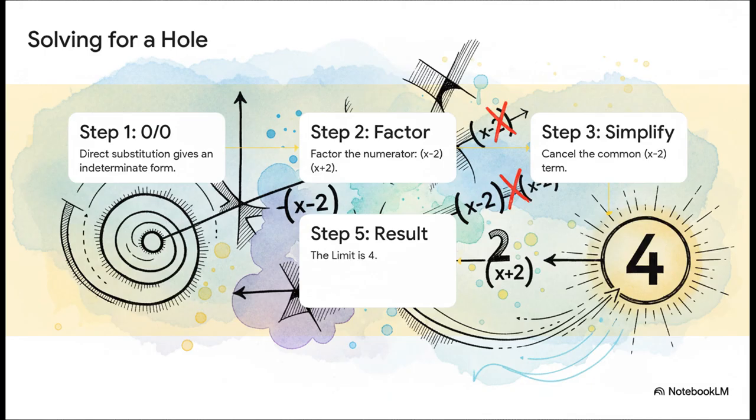So let's look at the top, x squared minus 4. We can factor that out, right? Into x minus 2 times x plus 2. And look at that. We have an x minus 2 on top and an x minus 2 on the bottom. We can just cancel them out. Now we're left with the much friendlier function x plus 2, and if we plug our target value of 2 into that, we get 4.